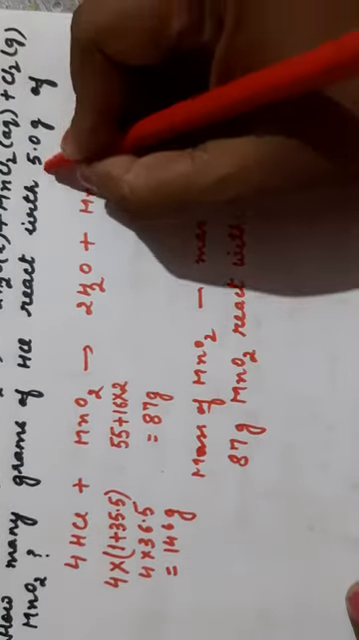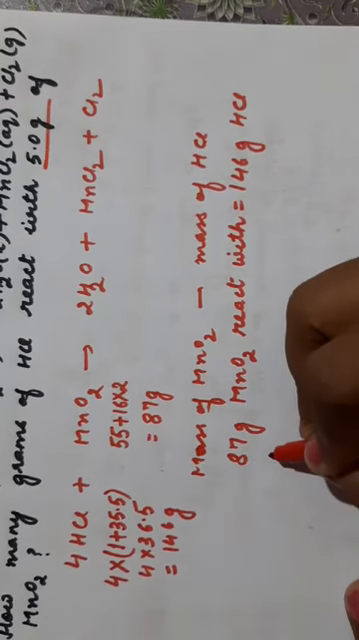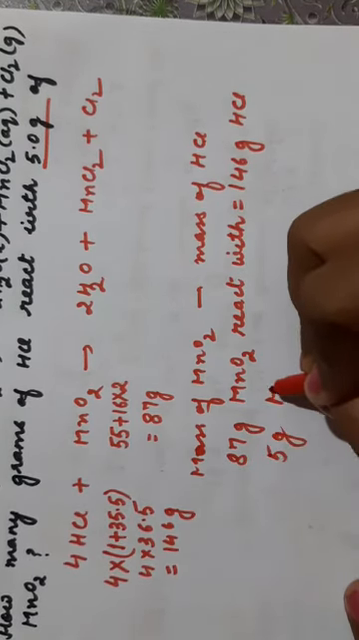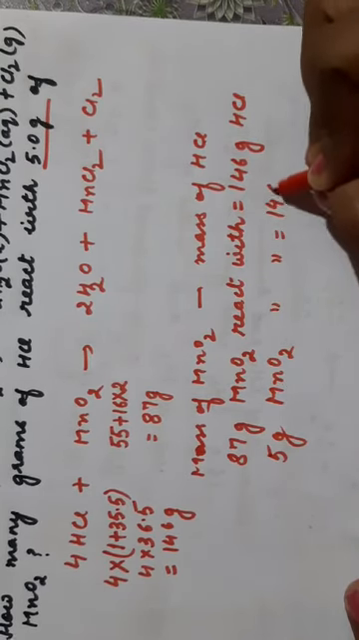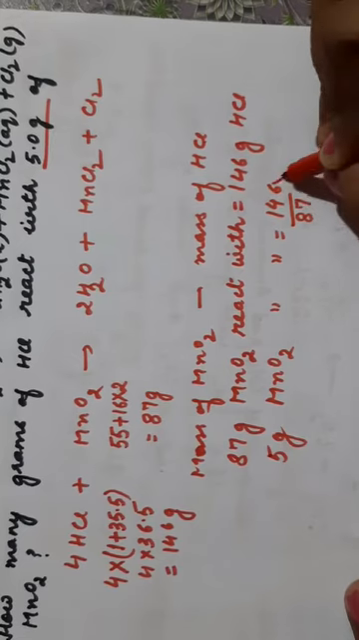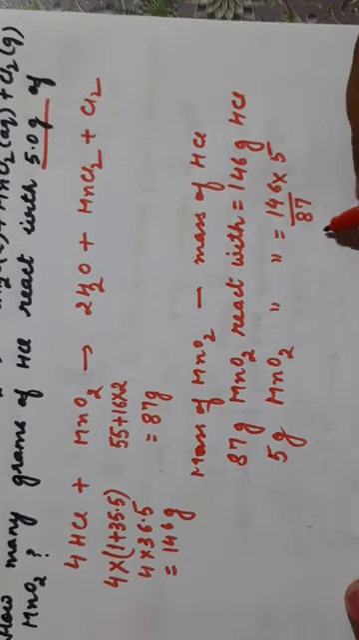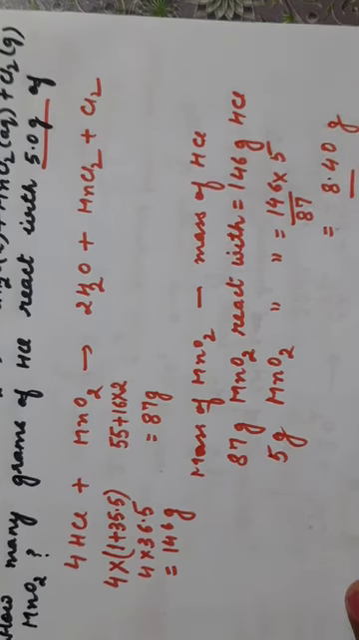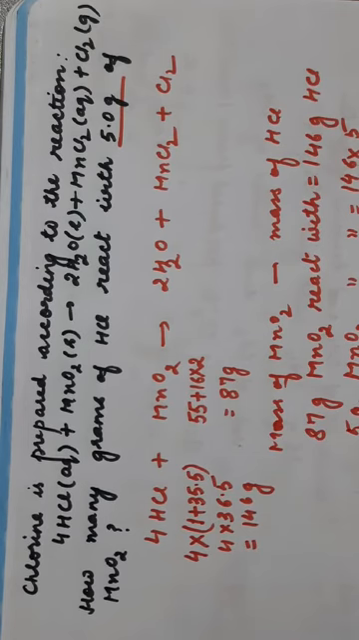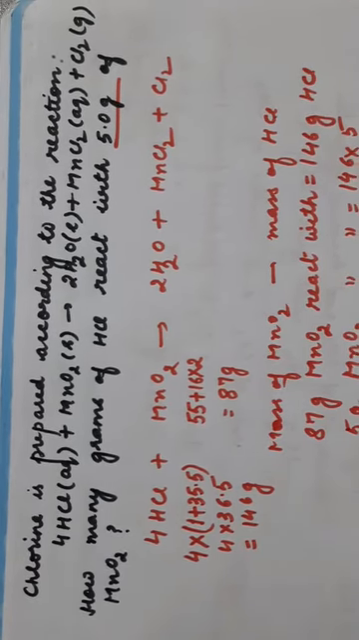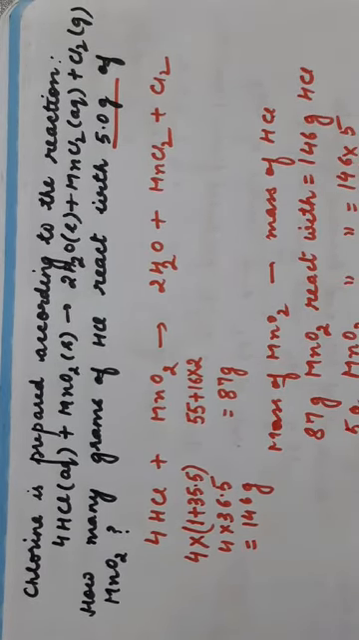So you are asked 5 gram of MnO2 will react with how many grams of HCl? 5 gram MnO2 react with 146 upon 87 into 5. If you solve this, you will get 8.40 gram. So this is the answer for this question. I hope this type of questions are clear and you feel it easy to solve. Now coming to the next question.